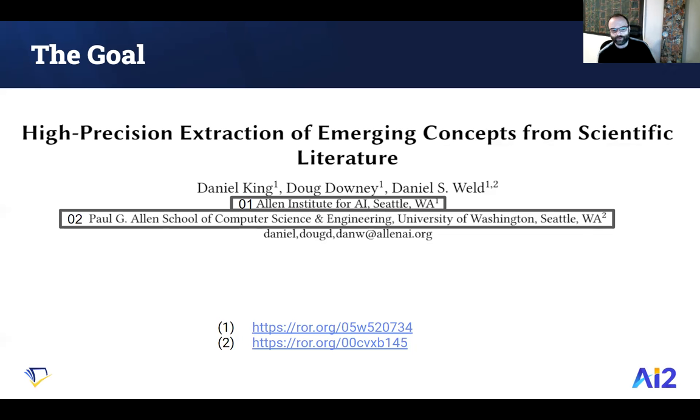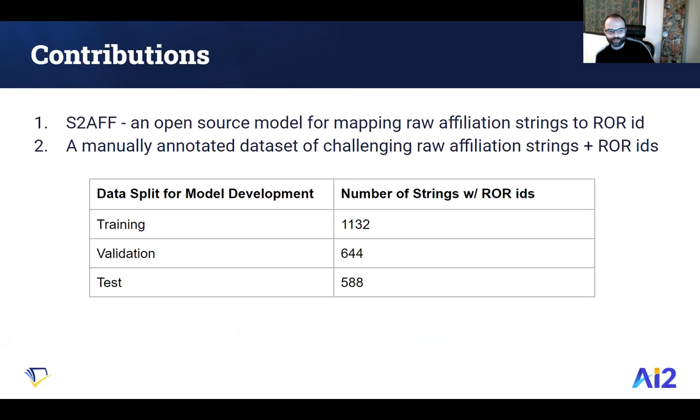I won't go into the data aspect here. I'll focus a lot on our contributions and the model itself. So what we have is an open source model for mapping raw affiliation strings. There's a GitHub link at the end and a bunch of data sets that we manually annotated. We have in-house annotators and they do a really great job. They're very experienced with our type of academic data.